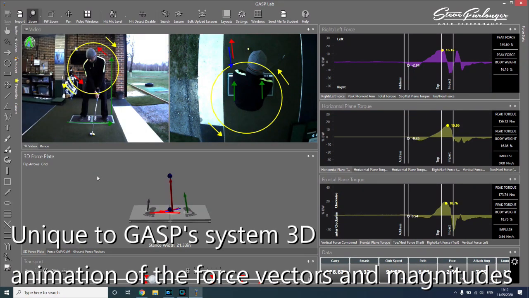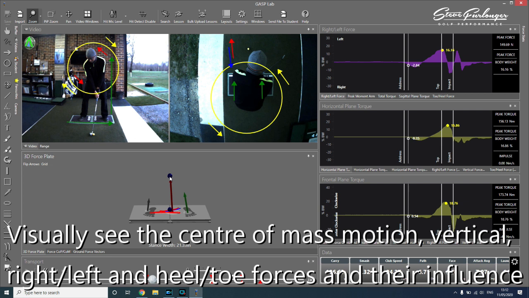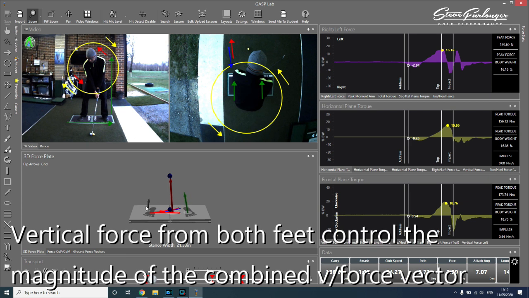What's really cool with the GASP system and the dual force plates is this 3D graphic of the plate. So just to give you an overview briefly of this, we've got the center of mass location in its vertical position and then projected down to the ground. We've got the left foot vertical force, we've got the right foot vertical force here, the grey arrow, and then the combined vertical force is the red arrow or vector. So effectively contributions from green and from grey are going to effectively create this red arrow.